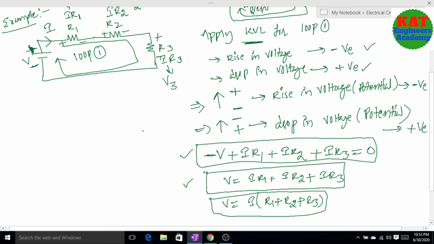So first we have V1 minus V plus I into R1 plus I into R2 plus I into R3 equal to 0. This is the algebraic sum of voltages equal to 0 according to the KVL, or otherwise, applied voltage equals the algebraic sum of drops. So finally, friends, this is related to Kirchhoff's voltage law.